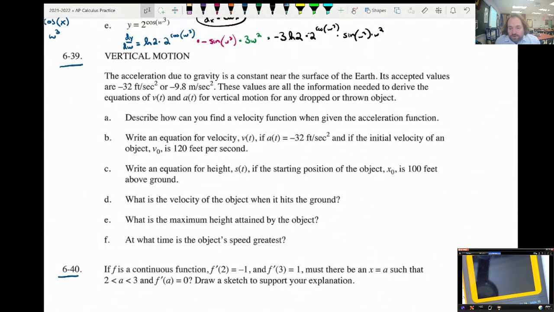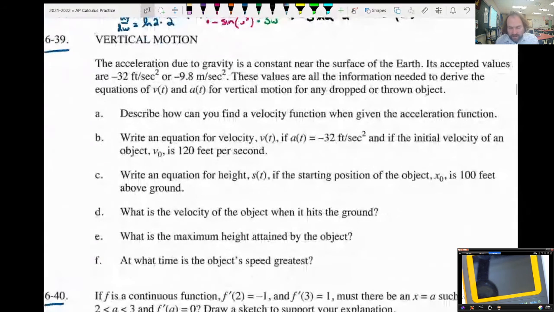We have the acceleration due to gravity is a constant near the surface of the Earth. Its accepted values are as follows. We've seen these a million times in different physics classes. Negative 32 feet per second squared, or negative 9.8 meters per second squared, depending on which units you want to use. These values are all the information needed to derive the equations for any dropped or thrown object.